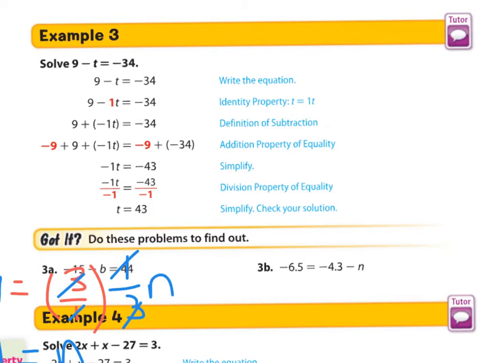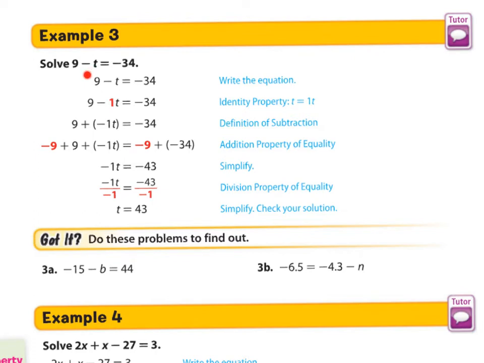Example 3. Now in example 3, we're going to learn about how we can change a negative variable to positive, because you're not supposed to leave it as a negative in your solution. Okay, so you notice that we have 9 minus t, and then they're going to use identity property and add in a 1, right, and then rewrite it as 9 plus negative 1t. Instead of just saying 9 minus 1t, this still equals the same, right? We haven't changed anything about it except the operation.